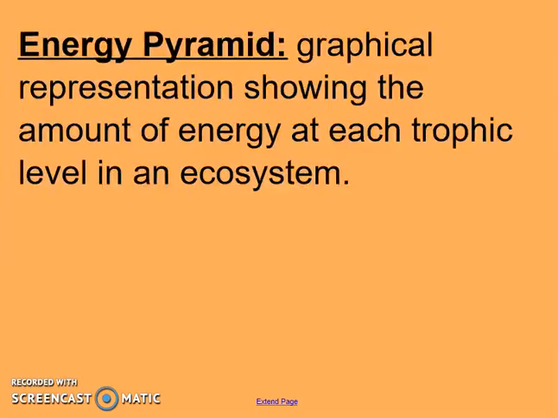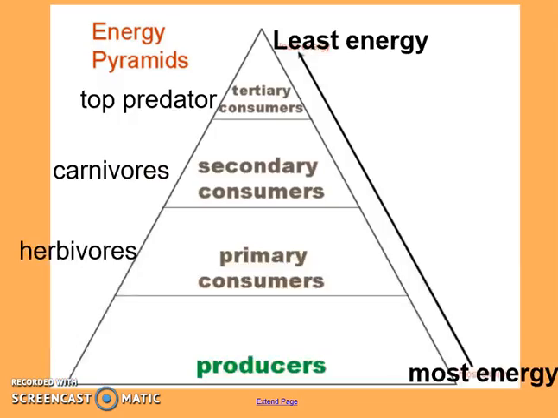So an energy pyramid is going to represent the amount of energy at each level in an ecosystem. So you still have your producers at the bottom. You have your primary consumers or herbivores, first level consumers. At the next part of the pyramid, your carnivores or secondary consumers are going to be the next part up, and then your tertiary or third level consumers or your top predators are going to be at the top of the energy pyramid. So as you get up, that's why it's the smallest part of the pyramid, they have the least amount of energy available. So that's what we need to know about energy pyramids.